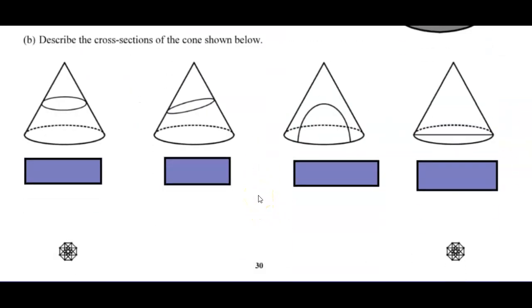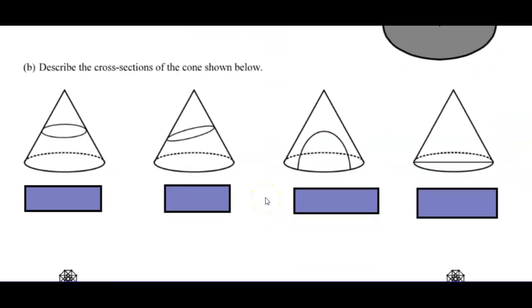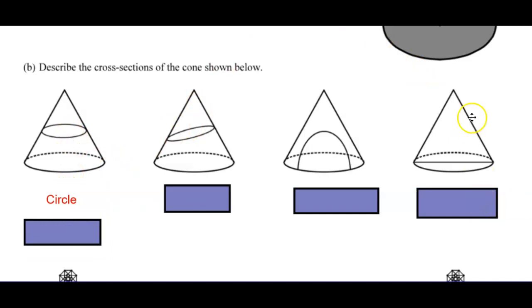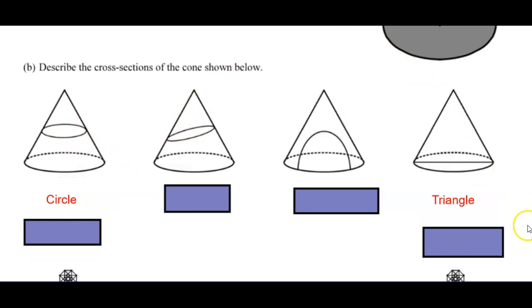All right, so last thing, describe the cross sections of the cone shown below. So I want you to try all four of these, see if you can come up with an answer for all four. Looking at the cross section on the inside, trying to name what you see. This last one is a vertical cross section, just so you can picture what's happening there. All right, first one, I think everybody probably found a circle. I'm guessing everybody saw a triangle on the last one.